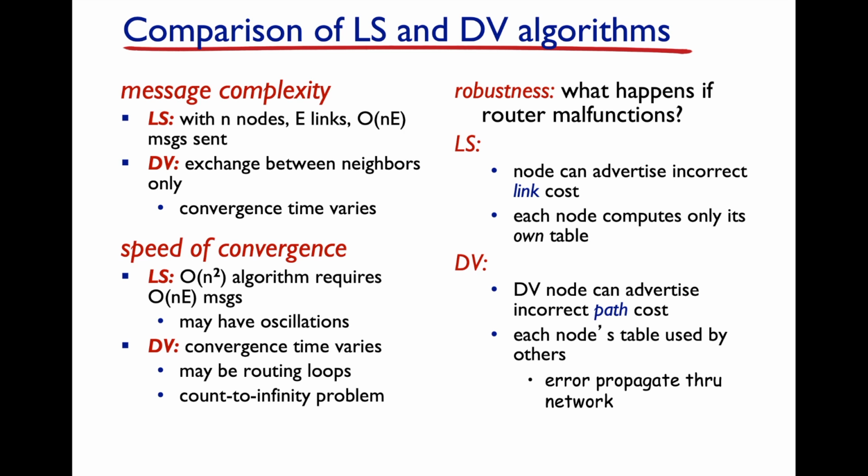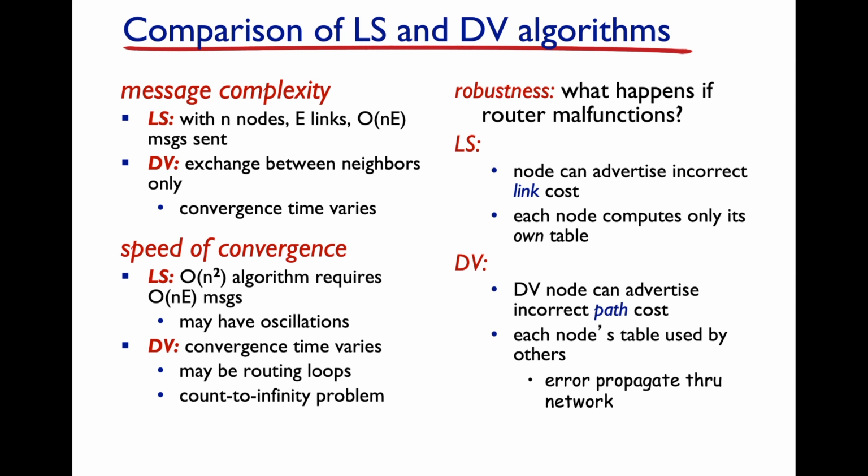With distance vector routing, the exchange of these distance vectors is only local, meaning that it's between neighbors. So the convergence time is going to vary because it takes time for that information to wash its way across the network. On one side of the network, a node or a router exchanges information with its neighbor. That node exchanges that information with its neighbor, and it washes across the network. So convergence time varies because it takes time to do that.